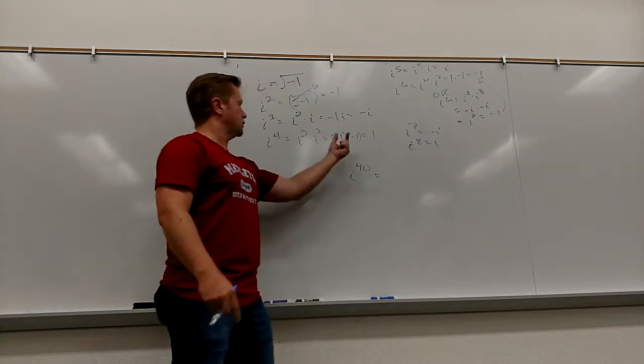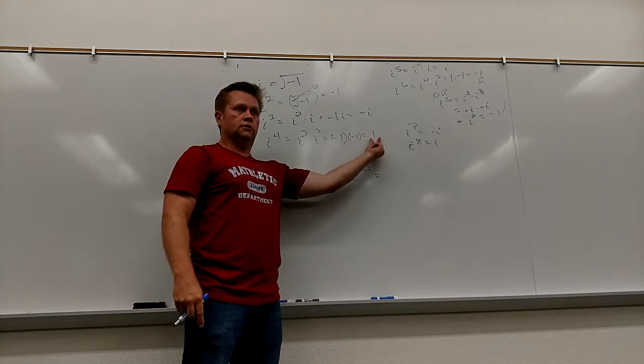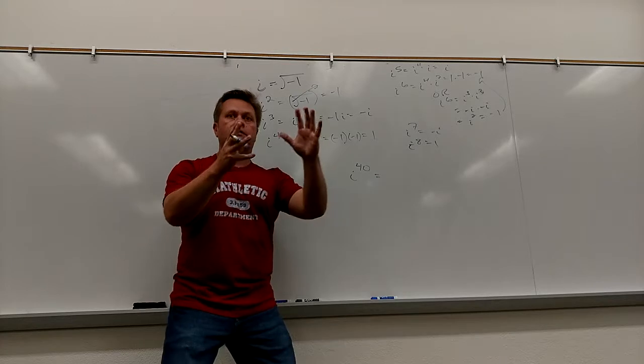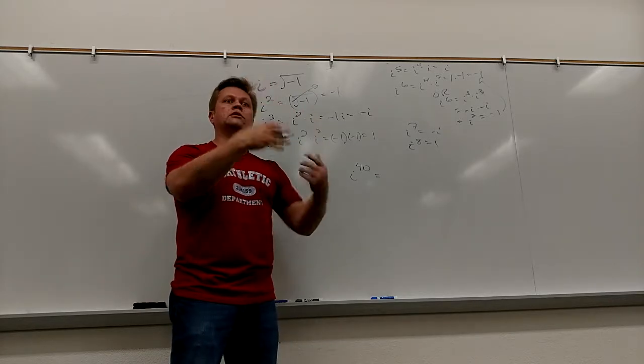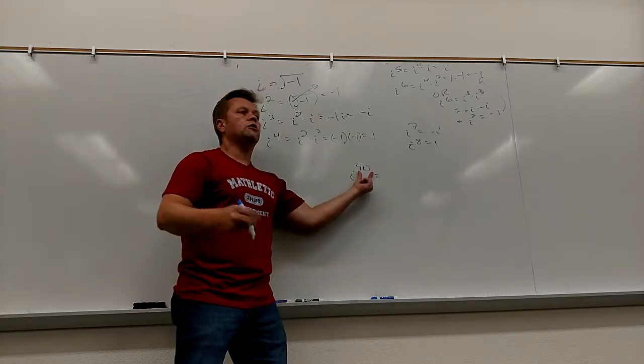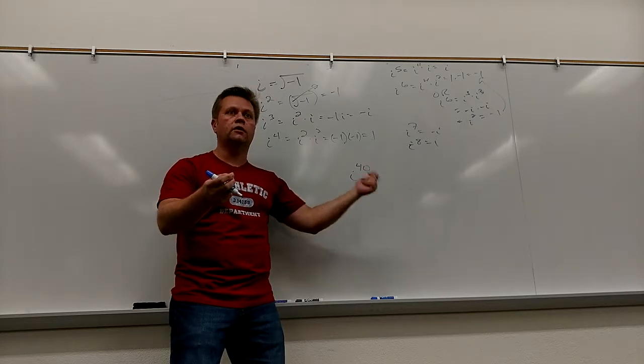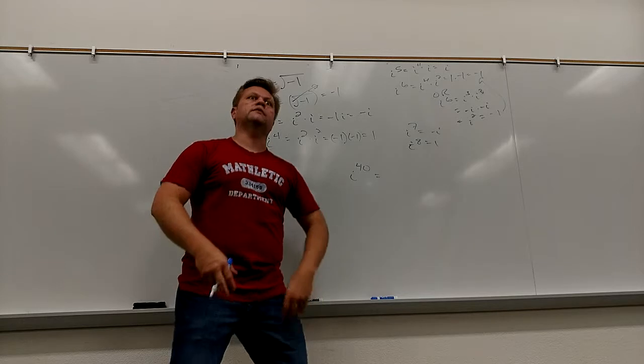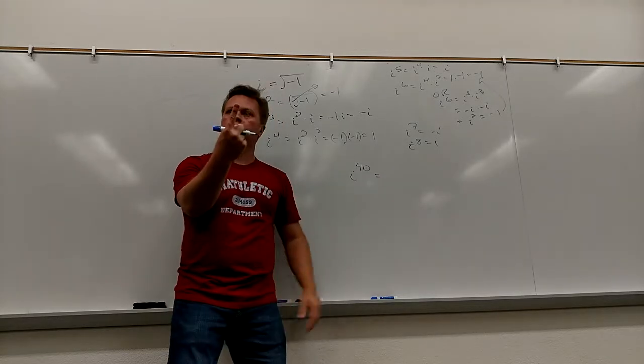It starts over. Why does it do that? Because it comes back to 1. So you still have to divide it by 4? Yes, every fourth one, it goes back to 1. So if the power is evenly divisible by 4, the answer is 1. I to the 8th is 1. I to the 12th is 1. I to the 16th. So I to the 40th is 1.